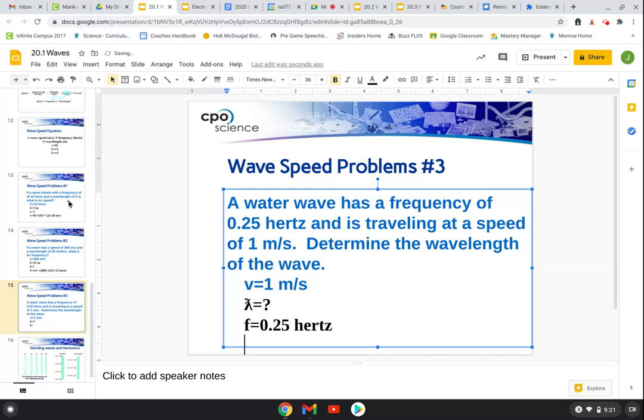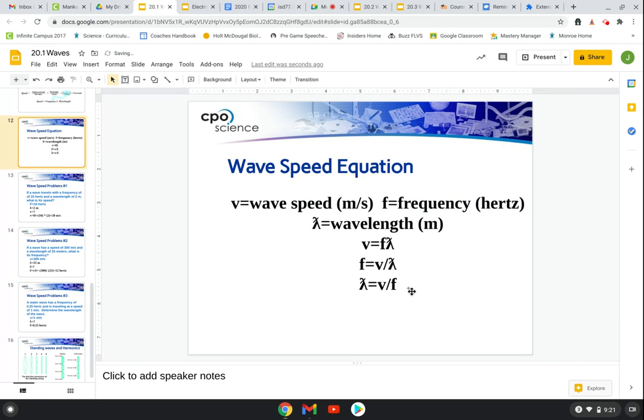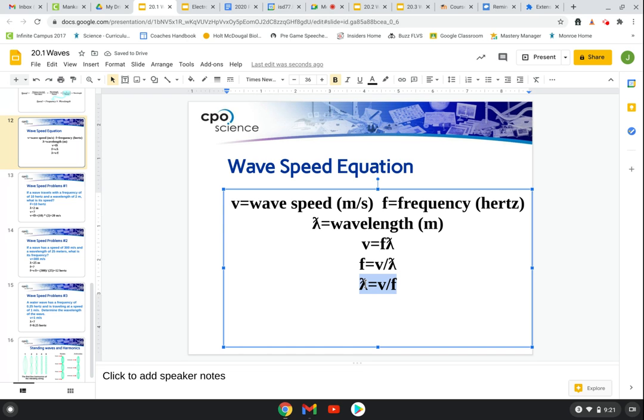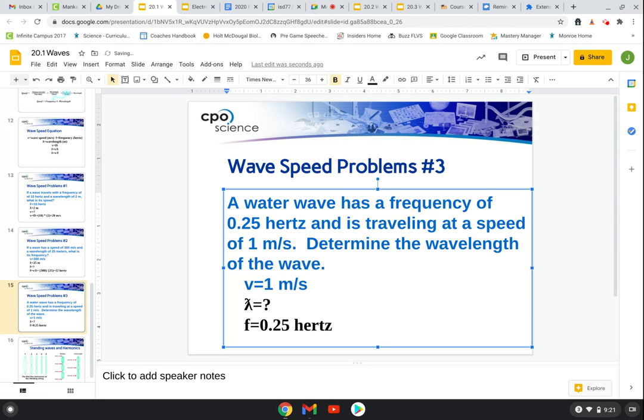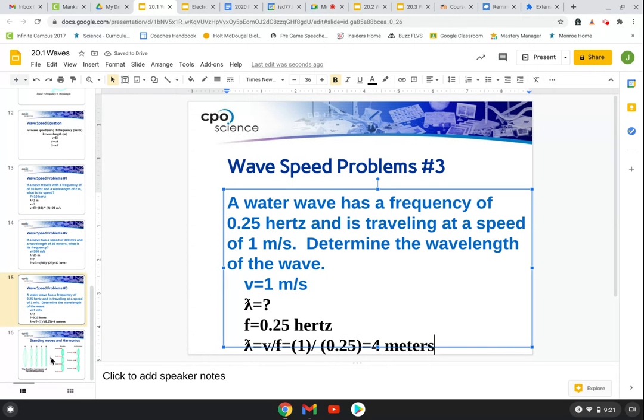Solve the problem. Looking for my equation for wavelength. Wavelength is speed divided by frequency. Plug my numbers in. Speed is 1 divided by 0.25, which I will get 4. And when I plug it in my calculator, wavelength is in meters. Okay? If you have questions on how to do those problems, please reach out to me.